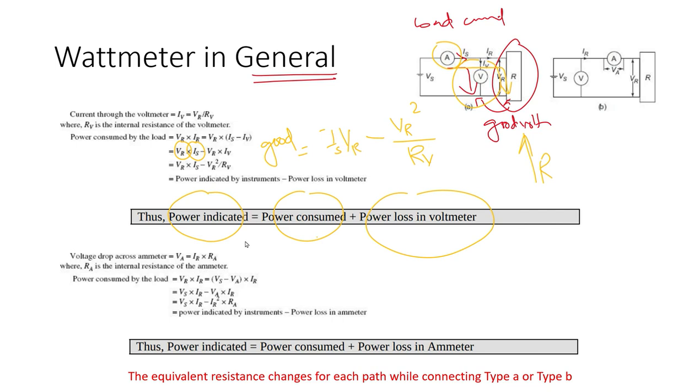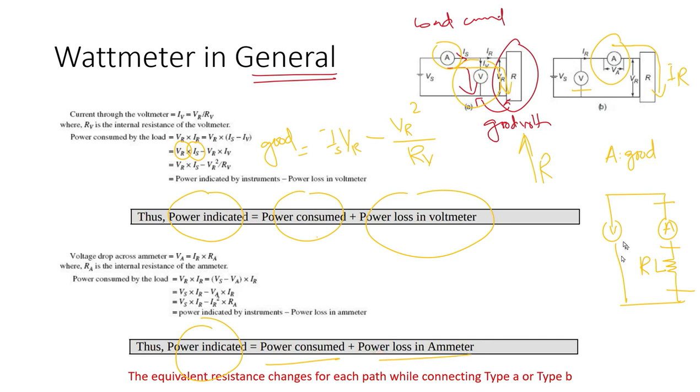Now reversing the case, if we have an ammeter here and voltmeter here, the ammeter is giving us a good reading because the circuit current that it is measuring is actually the real IR. But this voltage measuring device is measuring the voltage across the ammeter and across the load. So there are two voltages that it is measuring.